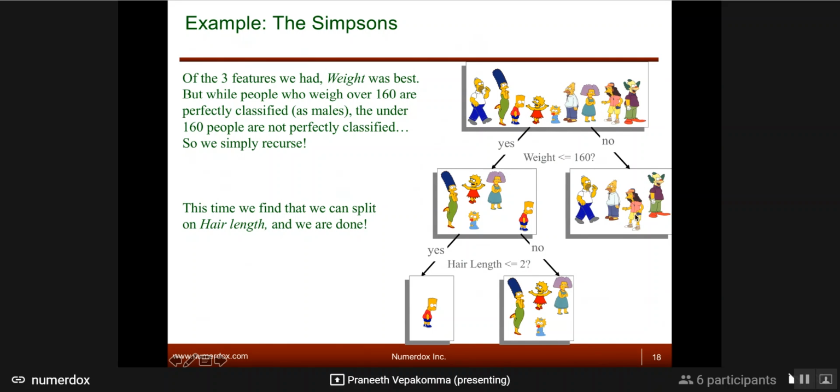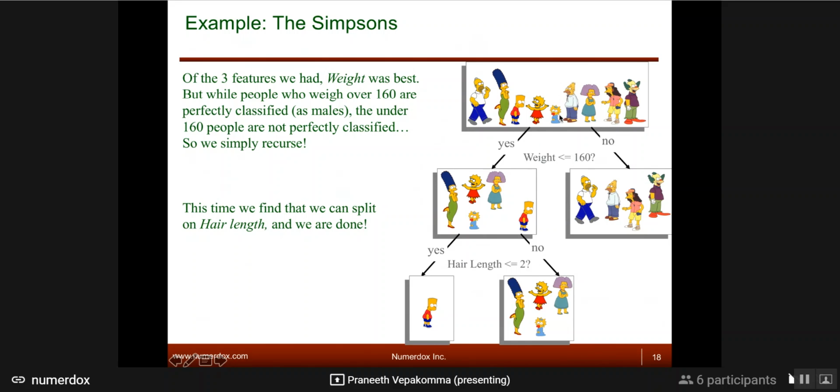But before, he had 1 mistake here. Now here 0 mistakes in male, but 1 mistake in female. So this is 1 false negative. So this is that guy here. Okay, then if you take hair length into consideration, now you have perfect result, right?